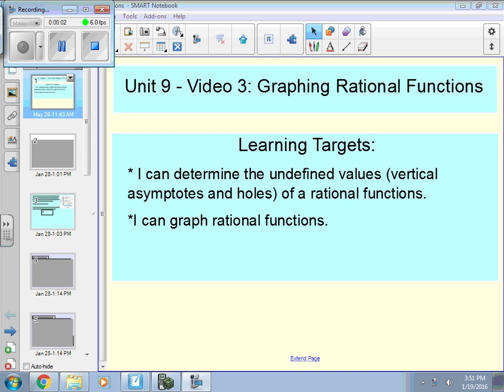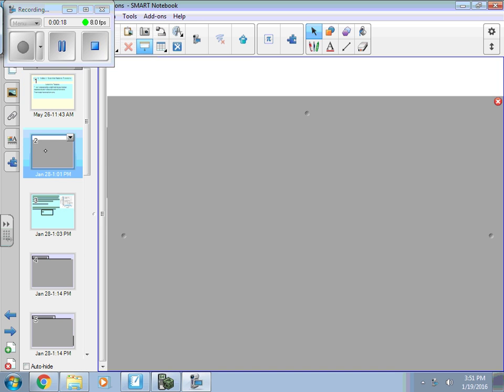In this lesson, we're going to be looking at graphing some of the rational functions we've been looking at recently. So we want you to be able to determine the undefined values, and we'll talk about those in a little bit. Those are the vertical asymptotes and the holes of any rational function.